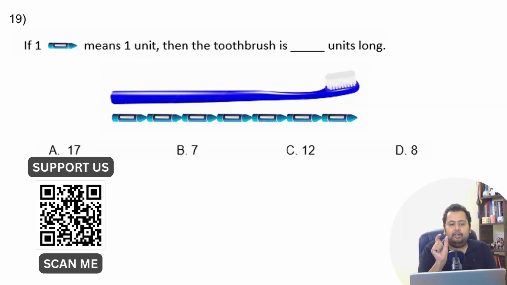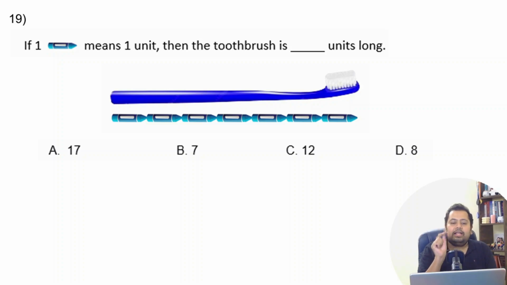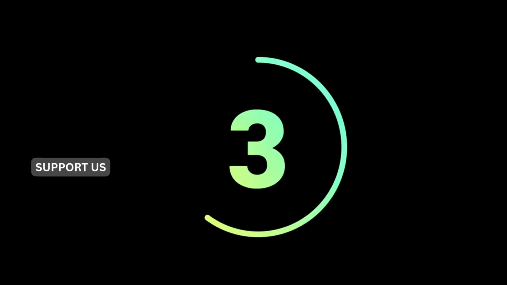If one crayon means one unit, so how many crayons are there? There are one, two. Okay, you count that. Else I will be giving out the answer. So if one crayon is one unit, then the toothbrush is dash units long, right? So I have to find out how many crayons long is the toothbrush. Find that and then look at the solution.